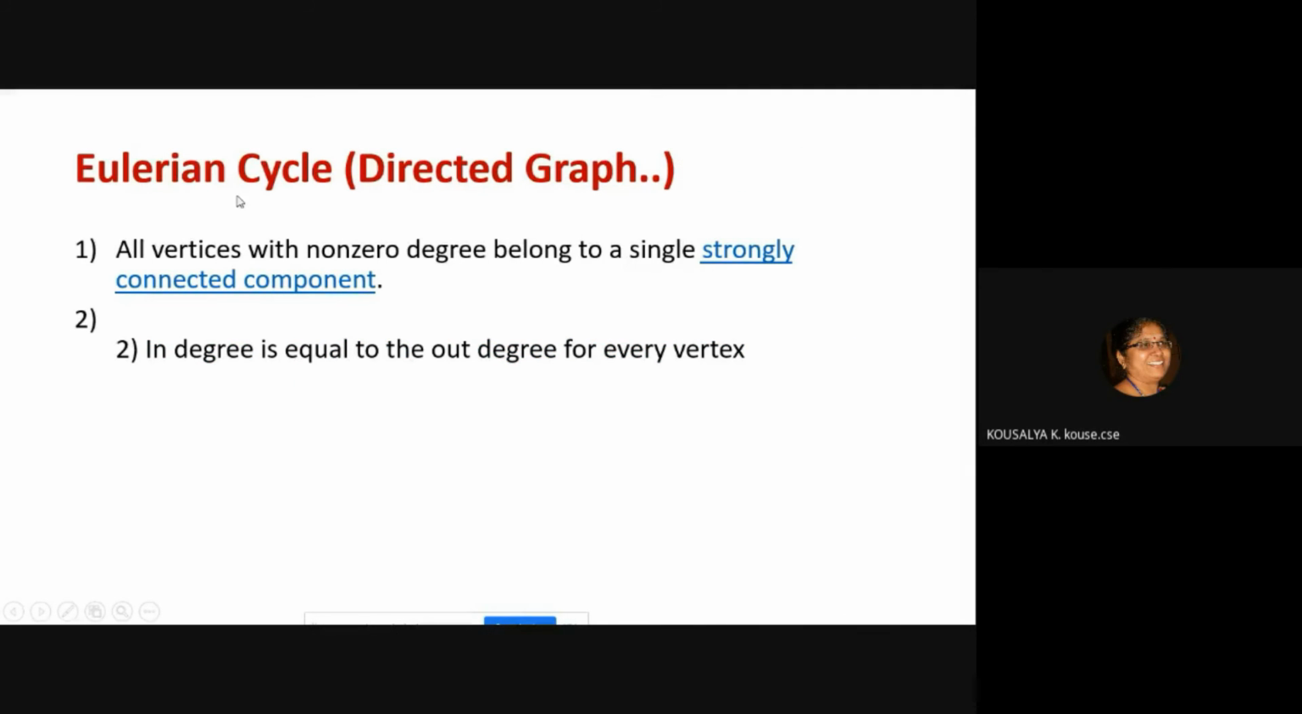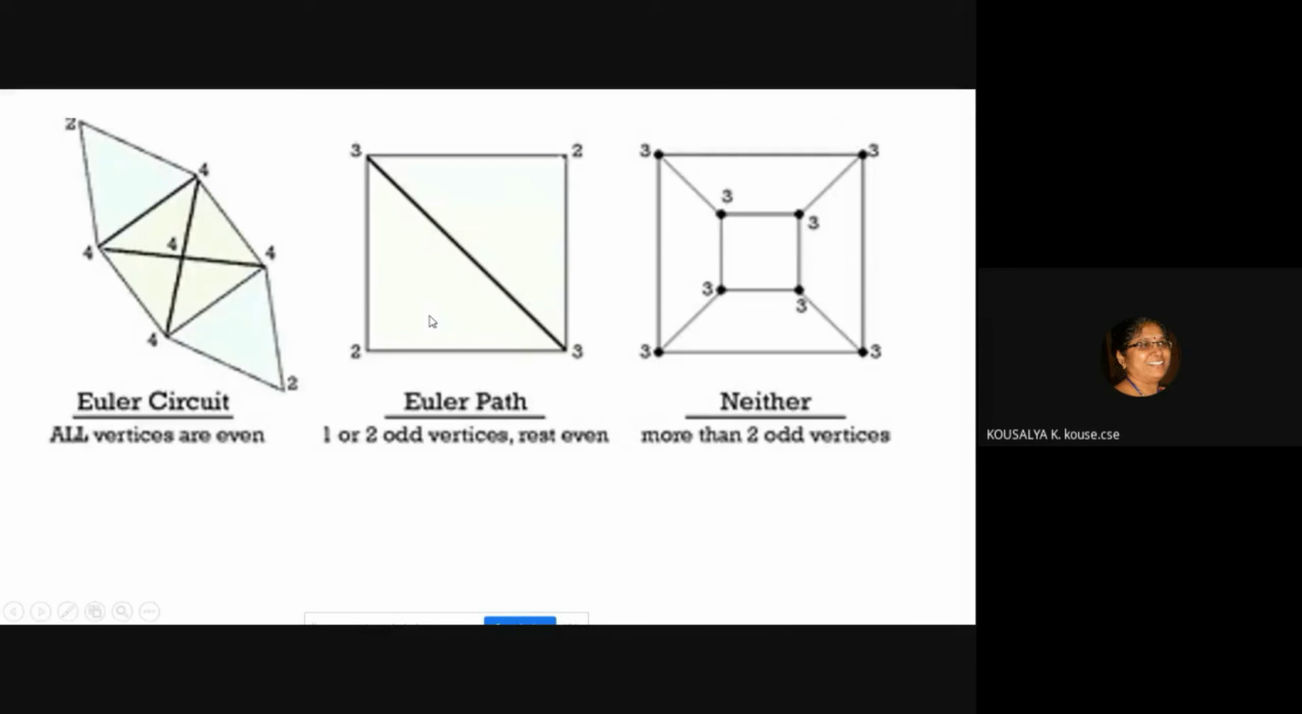Okay, so that is the Euler cycle for undirected graphs. For directed graphs, we will see later. Here I take this example to show how to identify it. For the first one, all vertices are even. Here we have four edges, 1, 2, 3, 4, so the degree of this place is 4. Here also 4, here 2, here 4, and here 4. So all vertices have even degree, so an Euler circuit is available.